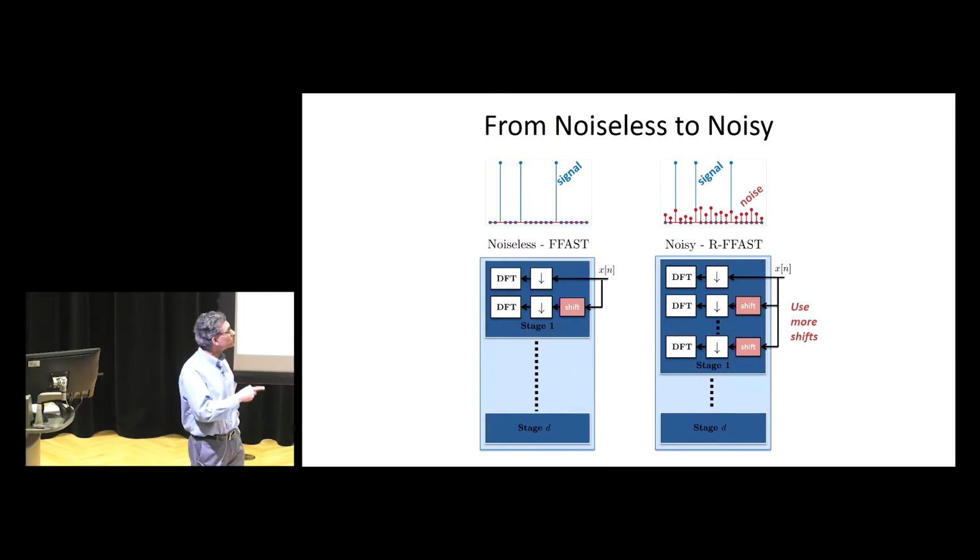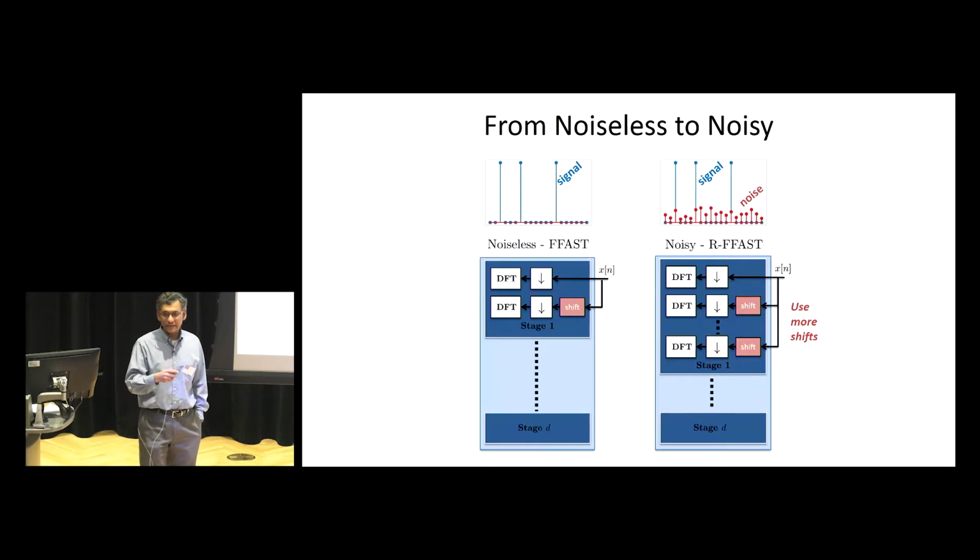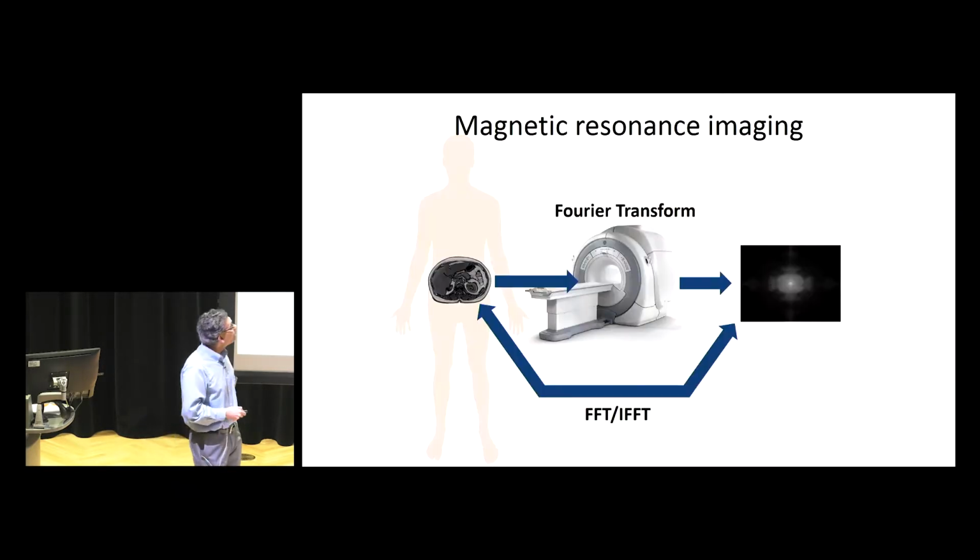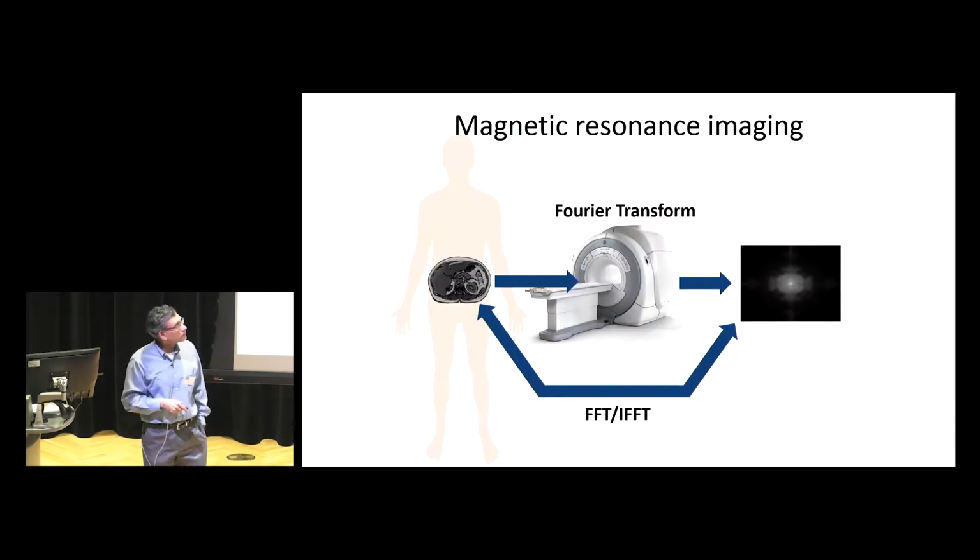And if you do that, you still maintain the philosophy of maintaining the fact that you will have a rich supply of singletons as promised by the sparse graph code. Now you identify them, and then you peel them off. It's like successively peeling off. So that's the philosophy. And we have applied this for MRI.